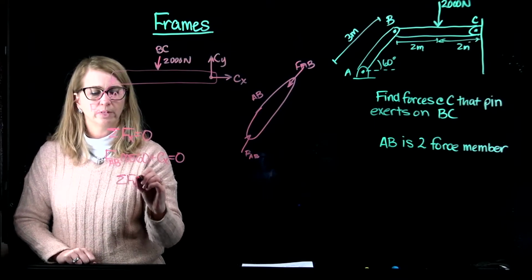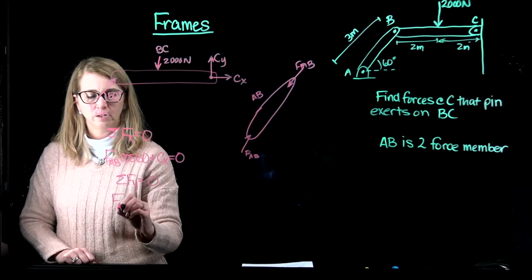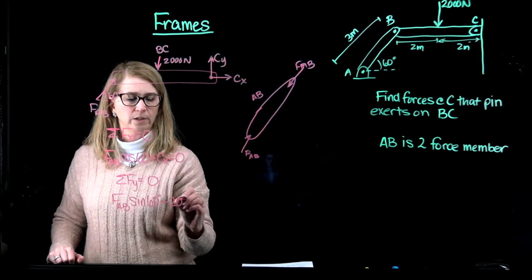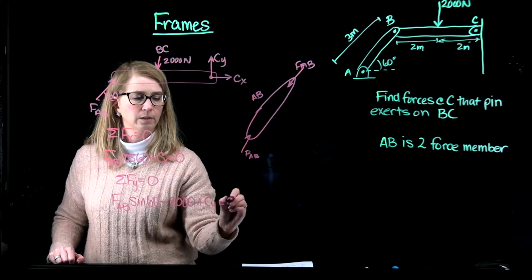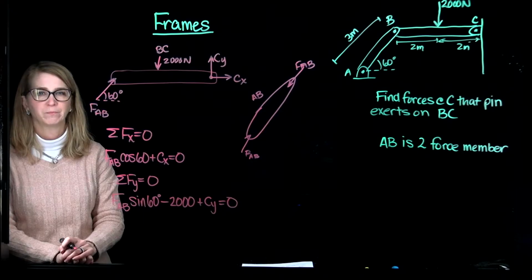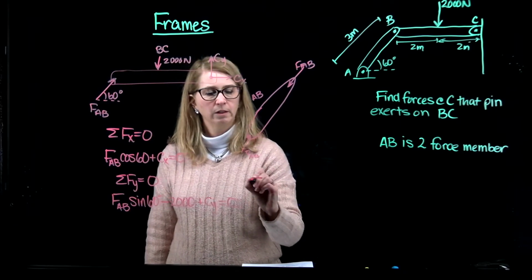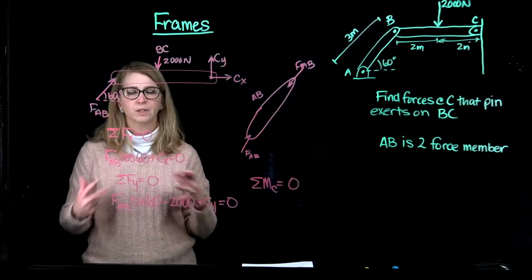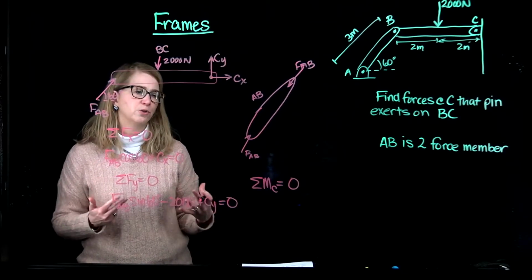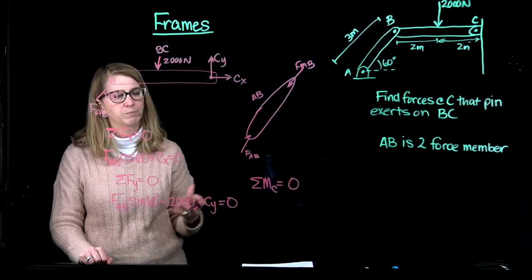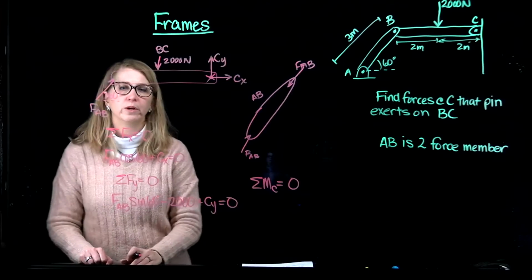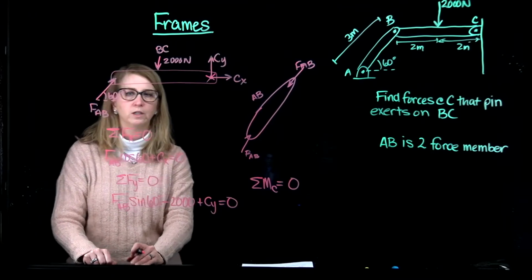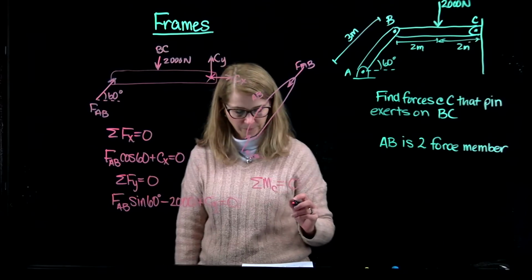If I look at the forces in the Y direction, I have FAB sine of 60 degrees, and then I have minus 2,000 for the load, and then plus CY. And that adds up to be 0. Now I'm going to do the moments about point C in order to actually be able to give myself a third equation. And I chose point C. I know I was trying to find those values, but choosing point C as my point of rotation will allow me to solve for FAB, which you can see is going to let us determine what the X and Y components are at C.